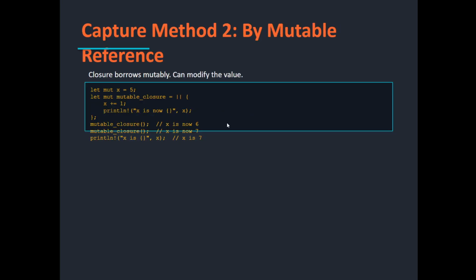The next point is by mutable reference. Now the closure borrows x mutably. It can modify the value, but here's the rule. While the closure exists, nothing else can borrow x, not even you, and the borrow checker enforces this. So basically, once a closure is borrowing x mutably, no one else can borrow x at the same time, because that's how Rust is made. This is called a mutable borrow, right? Because you can modify the value when you are borrowing it.